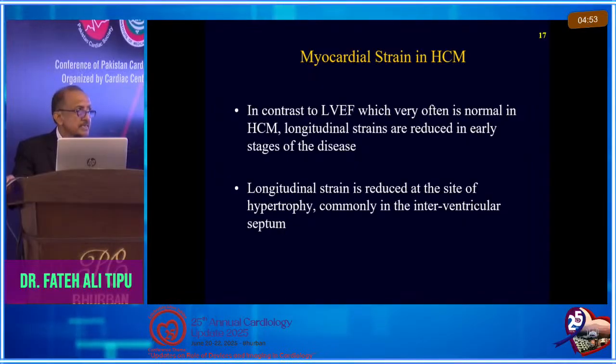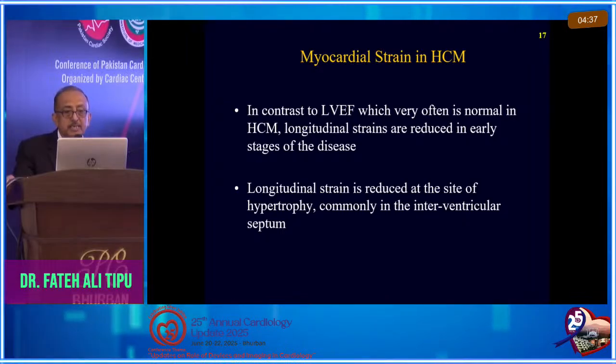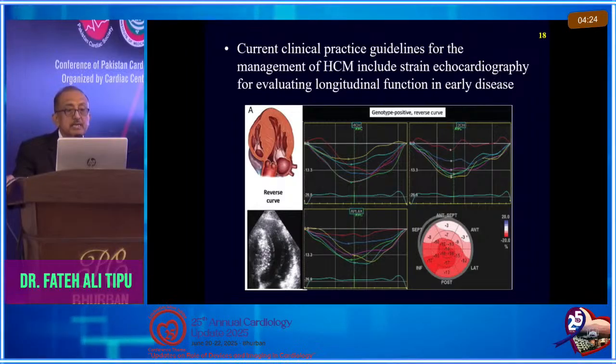The other conditions in which we can use longitudinal myocardial strain are the cardiomyopathies, especially hypertrophic cardiomyopathy, in contrast to LVEF, which very often is normal in hypertrophic cardiomyopathy. Longitudinal strains are reduced in early stages of the disease, and longitudinal strain is reduced at the sites of hypertrophy, commonly in the interventricular septum, because the myocardium here is not normal. There is myocardial disarray as well as myocardial fibrosis.